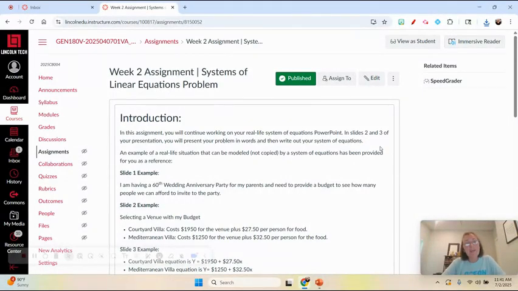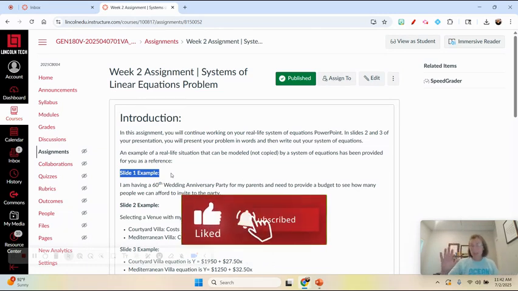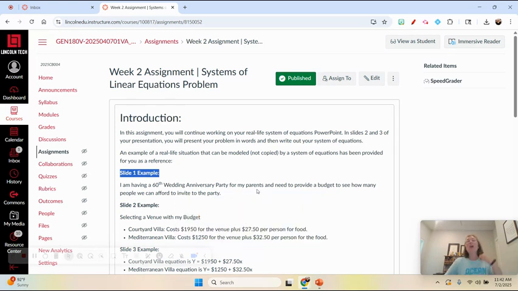I thought we'd talk a little bit about the week 2 portion of the systems project. You remember last week we were addressing some kind of situation where we were going to be considering two equations. Well, this week we're into the equation part. So here we are on the week 2 assignment page. You remember on slide 1, our example said that we were working on a 60th wedding anniversary party for our parents and we needed a budget. So we created a PowerPoint slide that basically said that's what we were trying to do, and we put a picture in it. And so this week, you're going to continue.